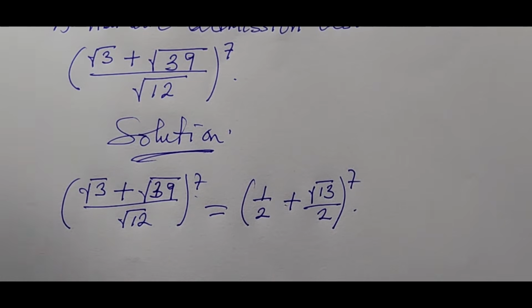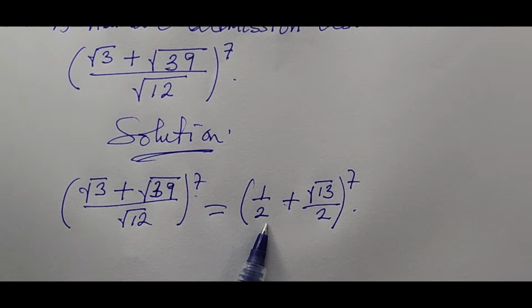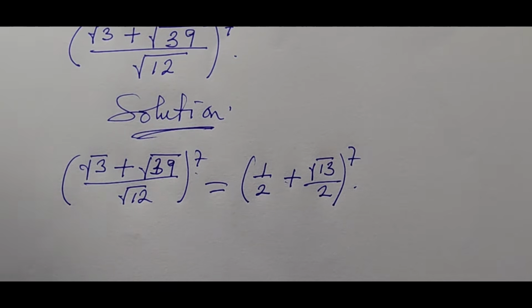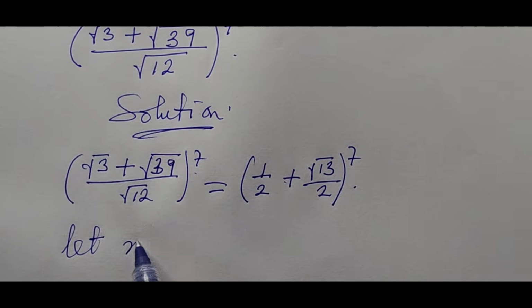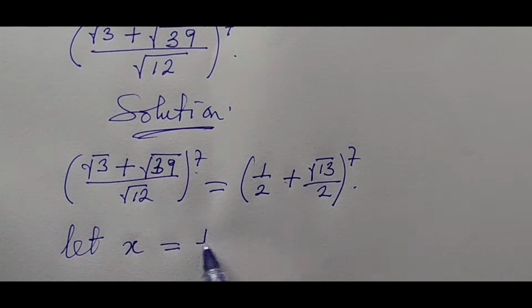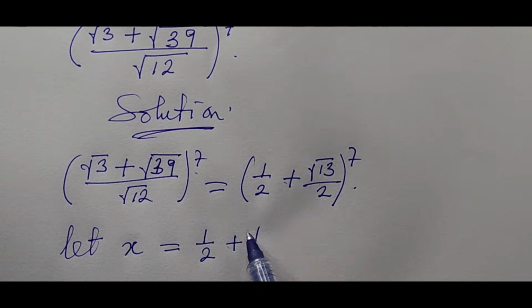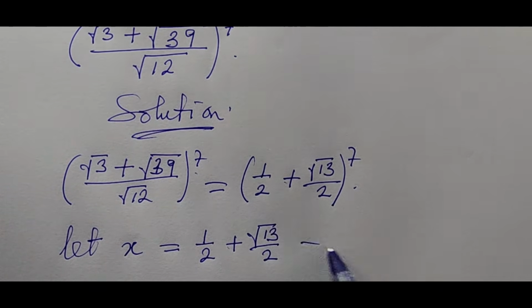So how do we simplify this without the use of the calculator? Now we're going to do a simple substitution to this quantity we have inside here. Let x be what we have inside the bracket, which is 1 over 2 plus the square root of 13 over 2. Let's call this equation 1.